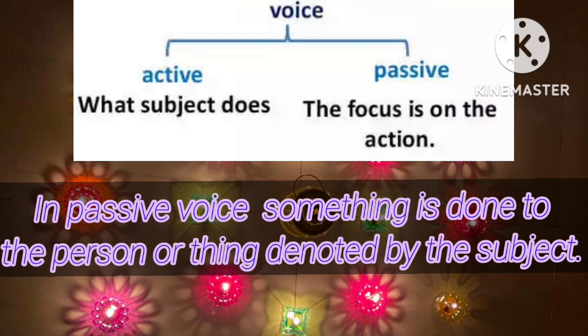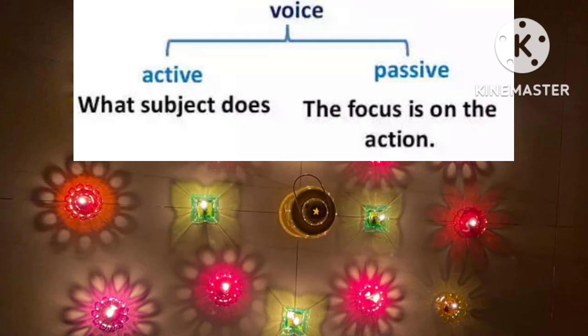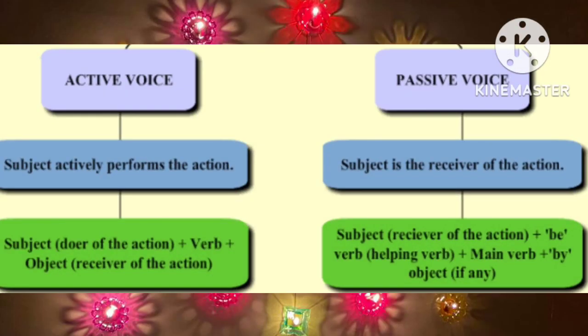In passive voice, something is done to the person or thing. In active voice, the subject of the verb performs the action that the verb describes. But in passive voice, something is done to the person or thing denoted by the subject. Or we can say passive voice tells what is done to someone or something. That means the object is the receiver of the action.